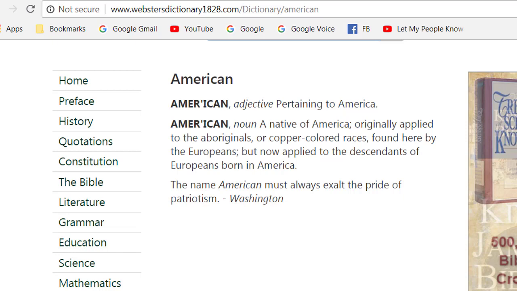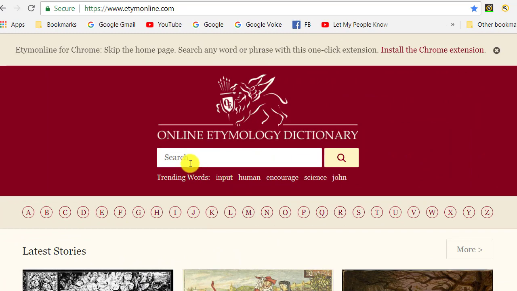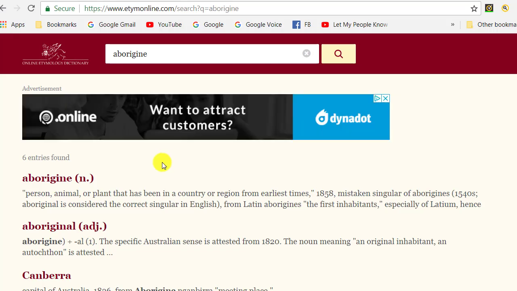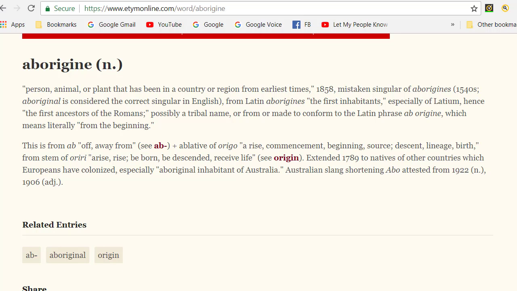There's more. Before we move on, let's gain more understanding of the earlier explanation of the word Aboriginal. According to the Etymology Dictionary, Aborigine is a noun from the 1540s from Latin aborigines, the first inhabitants, possibly a tribal name or made to conform to the Latin phrase ab origine, which means literally from the beginning, extended 1789 to natives of other countries which Europeans have colonized.